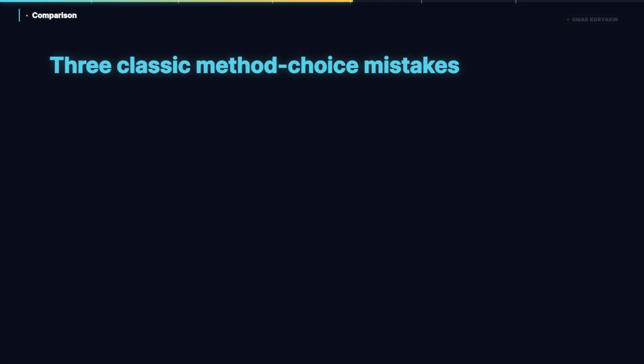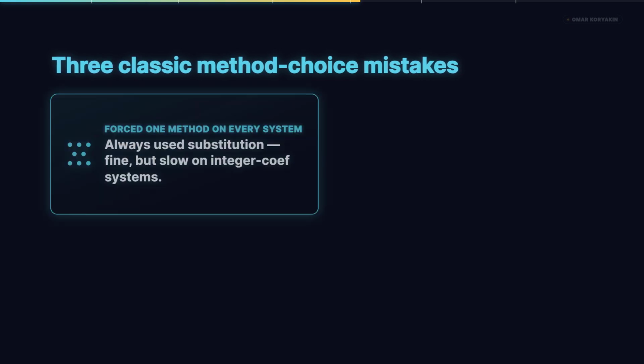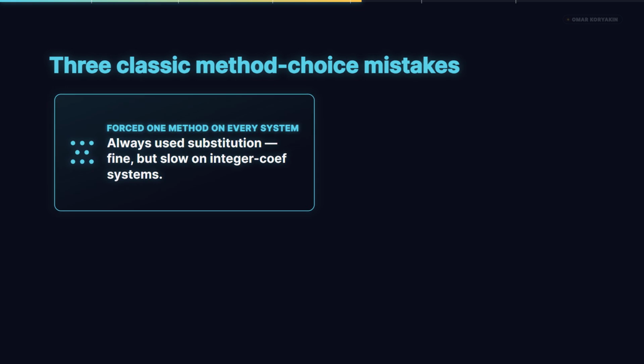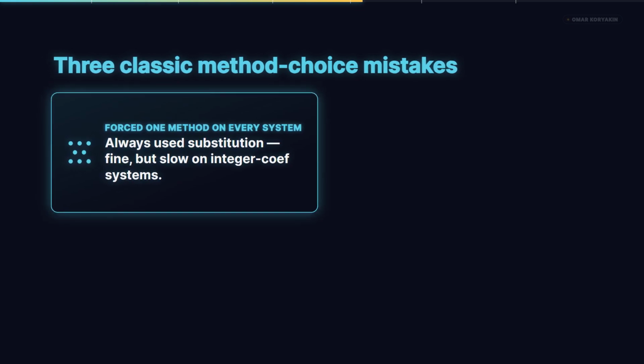Three mistakes that catch every algebra student during their first weeks of method choice work. Each one is a craft inefficiency rather than a wrong answer, but they add up to wasted time over many problems. First mistake: forcing one method on every system regardless of the equations.